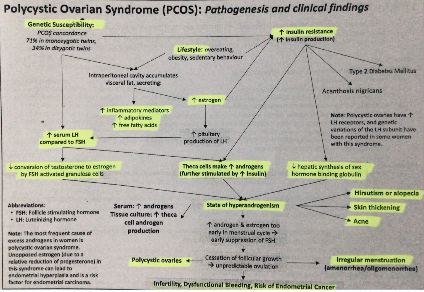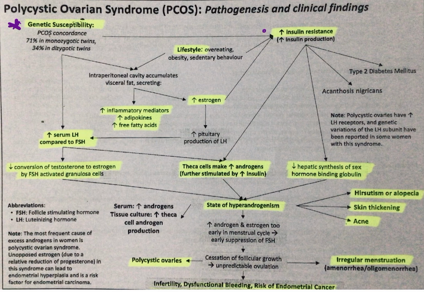Let us now study the pathogenesis of PCOS or PCOD. We'll discuss all the factors one by one. First one is genetic susceptibility. There is 71% concordance in monozygotic twins and 34% in dizygotic twins. So what will genetic effects do?